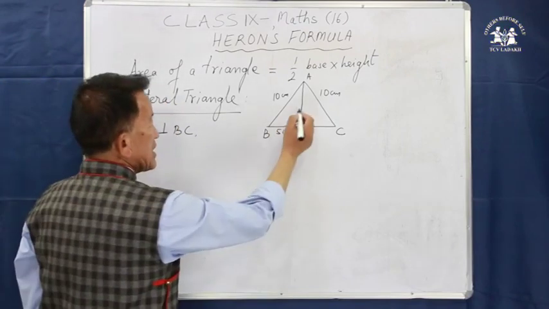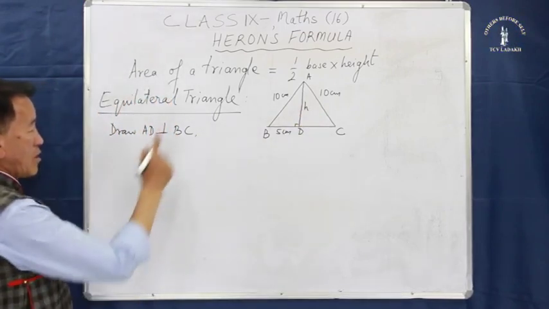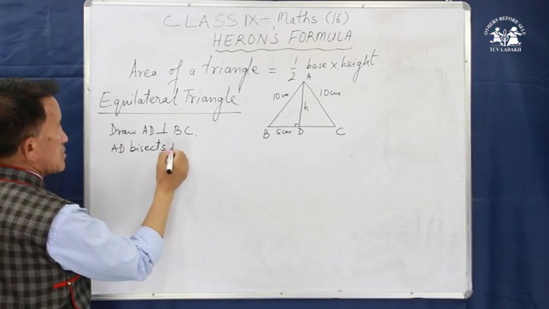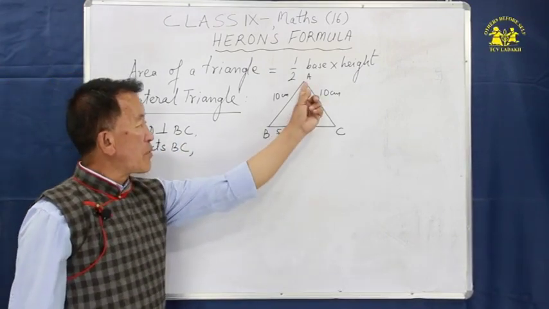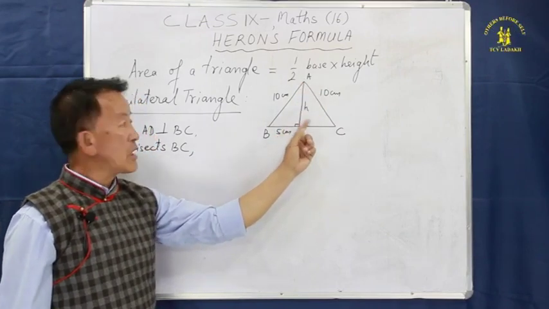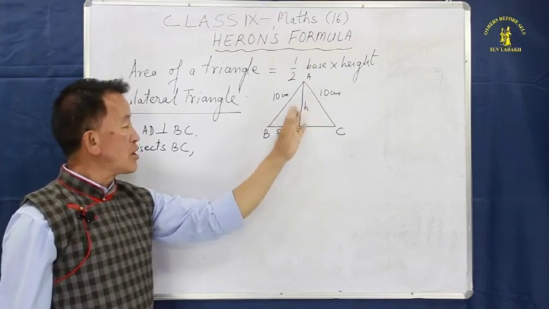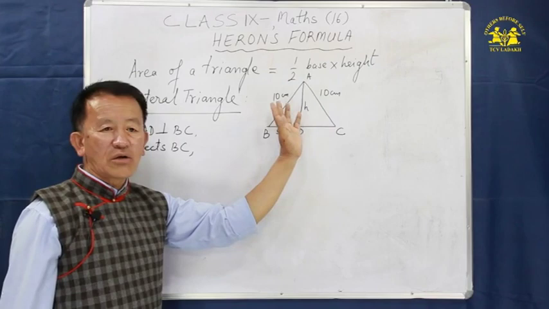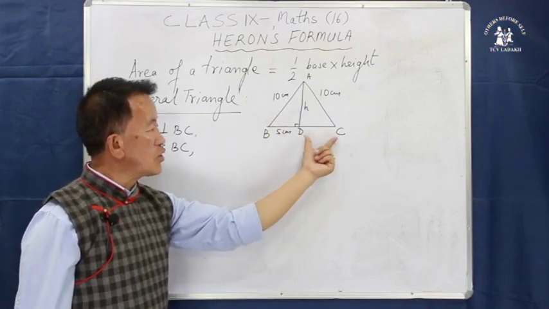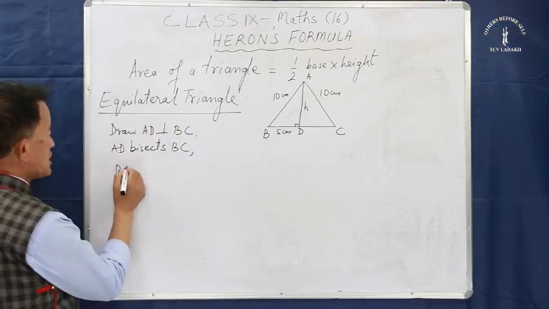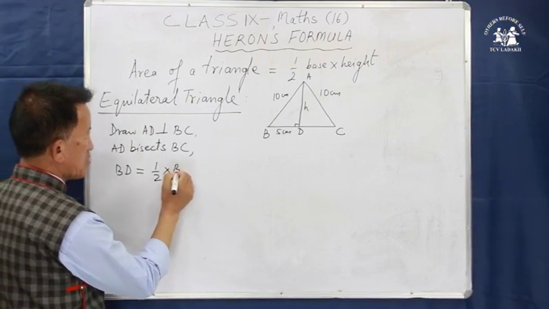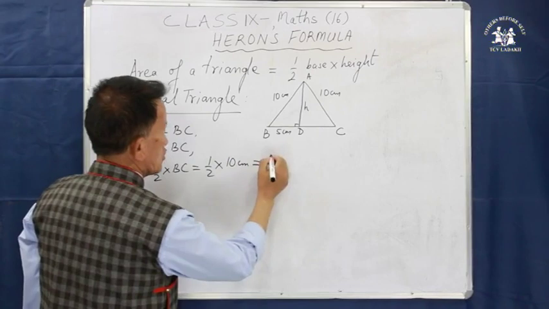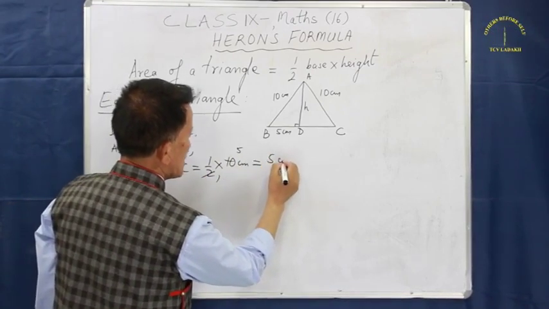So what do we do? We shall find the height. AD bisects BC. Why? Perpendicular from A to the base in an equilateral triangle will bisect the base. That, if you can see, triangle ADB and triangle ADC are congruent triangles. So this BD is equal to DC. So BD is equal to half of BC. So half into BC is 10 centimeters. So therefore it is equal to 2 ones are 2, 2 5s are 10, 5 centimeter.